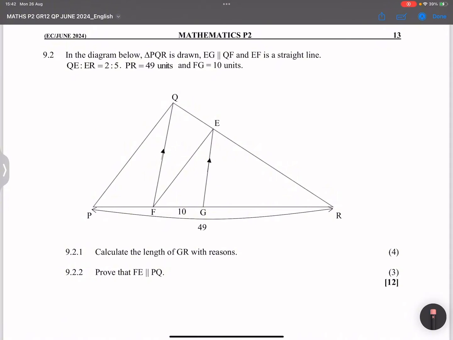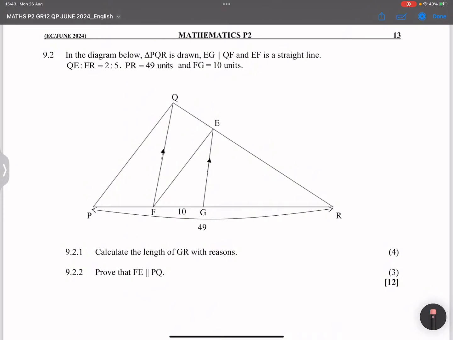Right, so let's quickly have a look at the continuation of question 9.2. They say in the diagram below, we've got PQR, which is drawn such that EG is parallel to QF. Okay, we've got that there. And they say EF is a straight line. And QE to ER is 2 to 5.